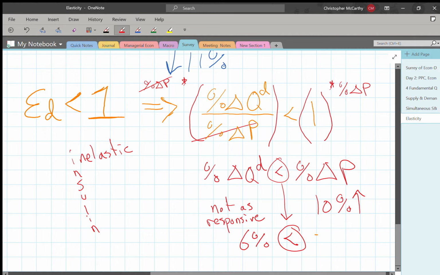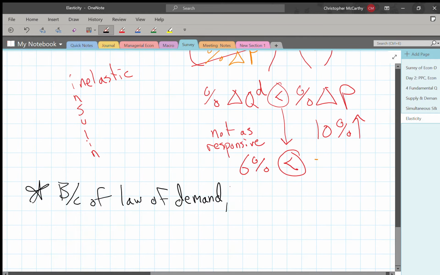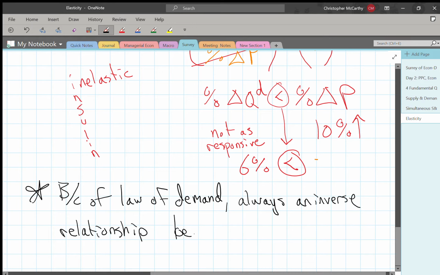So we know that this is always actually going to be a negative number. Because of the law of demand, there's always an inverse relationship between price and quantity demanded.